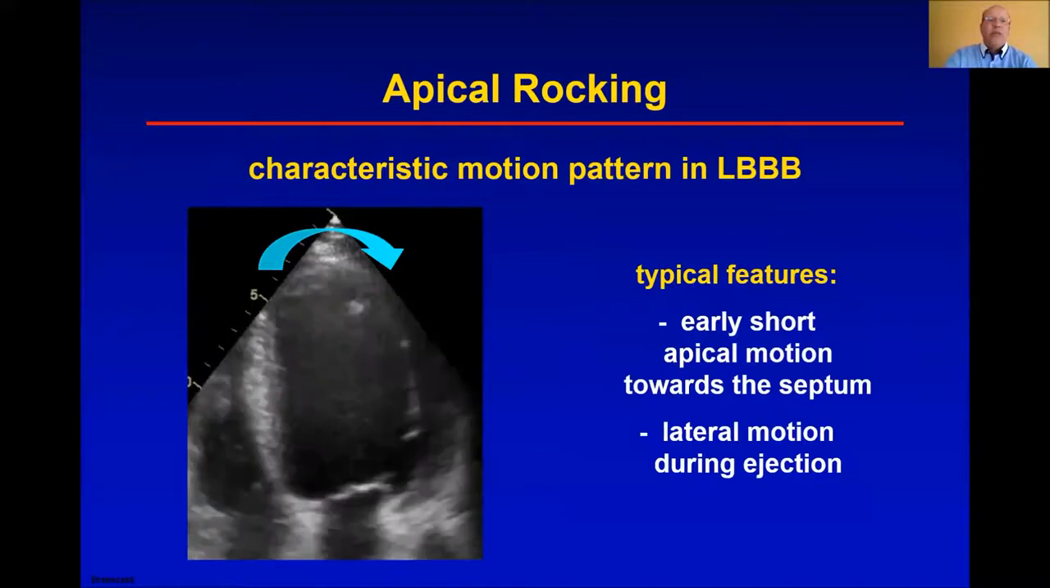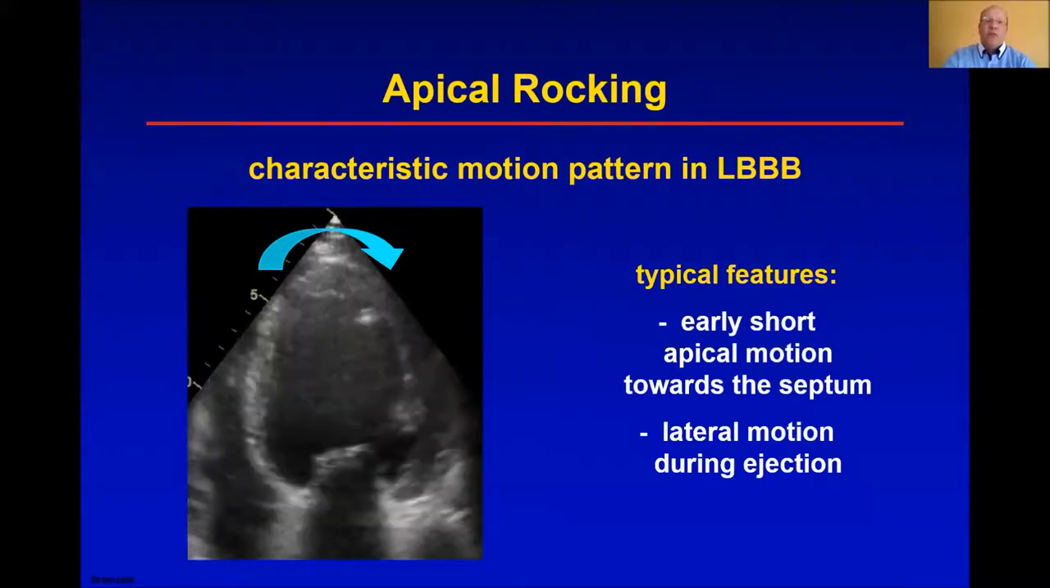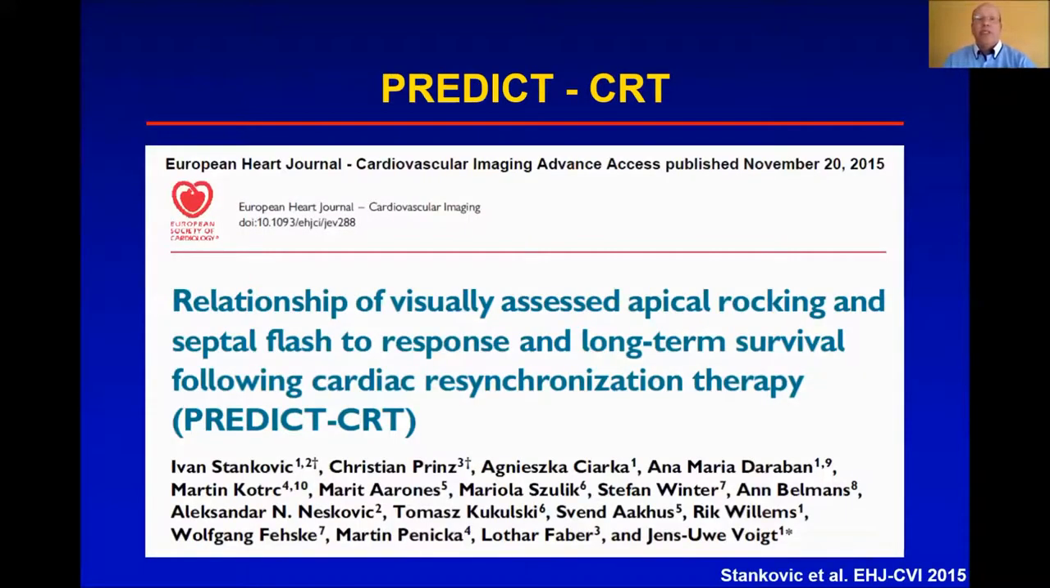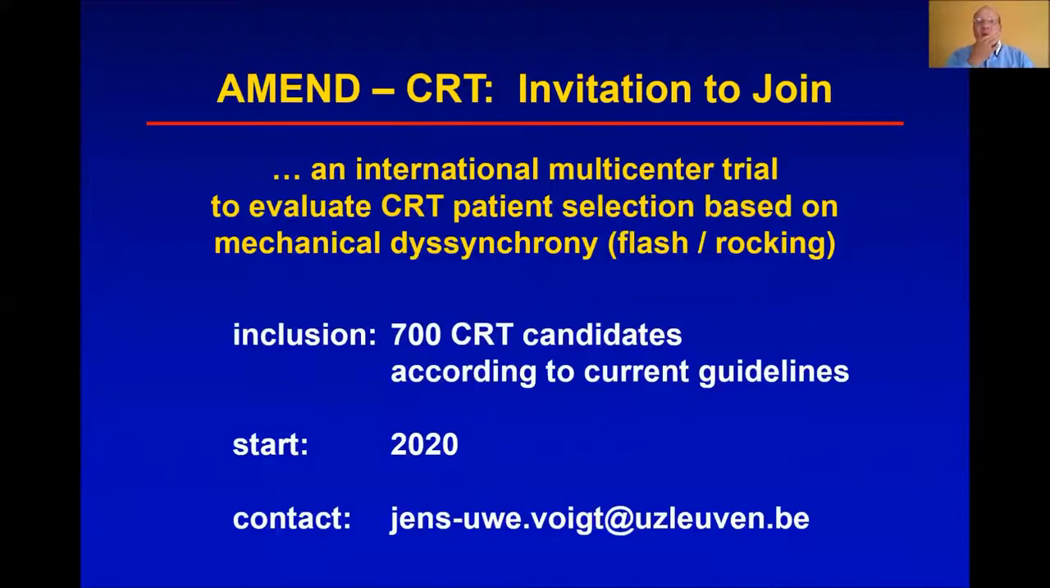And if you see these two things, then this is a good candidate for CRT, these patients are the responders. We have shown that in the Predict CRT study, which is a large retrospective analysis of more than 1,000 patients, where we could show that there is a clear relation between these signs and the volume response, but also between these signs and the survival of the patients. Patients with a typical mechanical dysynchrony, they survive better than those who have no dysynchrony with a hazard ratio of 2.5.